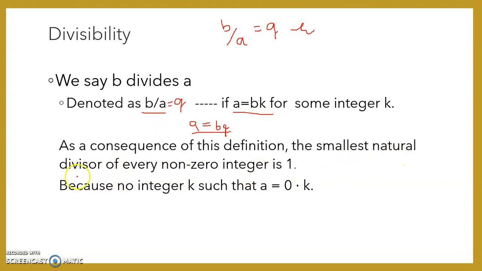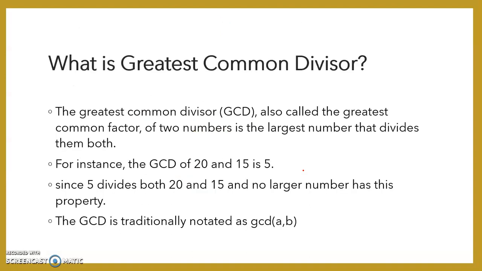The smallest natural divisor of every non-zero integer is 1, and this thing we have seen in prime numbers as well. The smallest divisor from all the number series is always 1, because we don't consider 0, because 0 gives you the answer as 0. So the smallest divisor is 1. Now what is greatest common divisor?